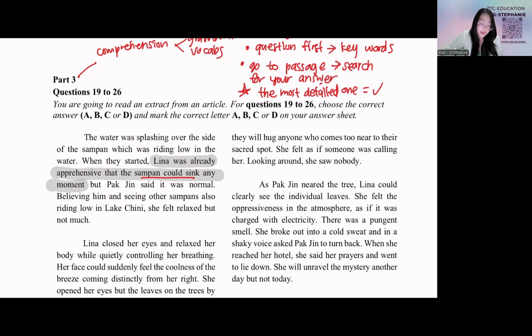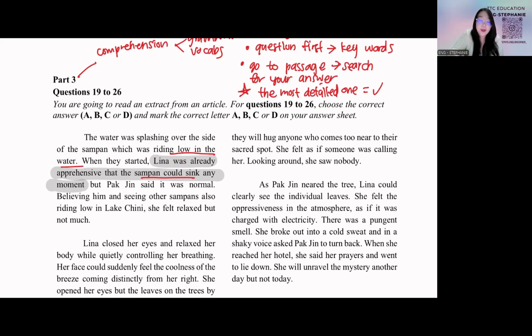All right. B, the nonchalant look on Park Jin's face. Nonchalant means like don't care. So Park Jin said it was normal, but there's no look on it. Because of this, it is wrong. The choice of word is wrong. All right, C correct. D, the low gliding of the sampan. Again, low gliding of the sampan is also not the best answer.